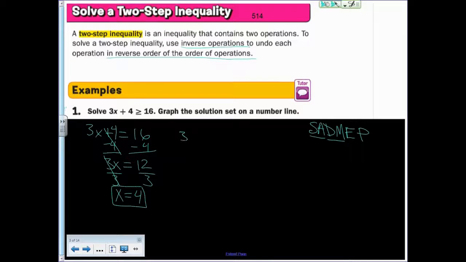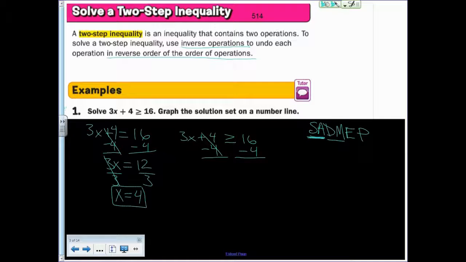So it says 3x plus 4 is greater than or equal to 16. Again, we want to go in the reverse order of operations and do inverse operations. So we want to do subtraction or addition first. Since it says 3x plus 4, we want to do the opposite of adding 4, which is subtracting 4. The 4 and the positive 4 will cross off because they are opposites. Whatever we do to one side, we must also do to the other. So we subtract 4 from both sides.